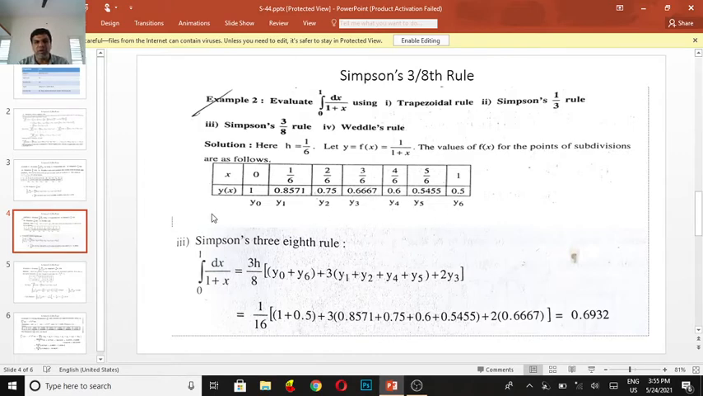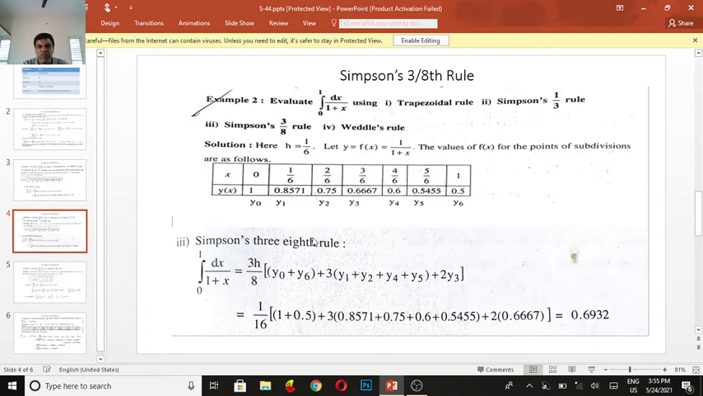So I have used the formula. What does Simpson 3 by 8th rule say? Integral from 0 to 1 of dx divided by 1 plus x is 3h divided by 8 of y0 plus y6 plus 3 times of y1 plus y2 plus y4 plus y5 plus 2 times of y3. Now substituting, h is 1 by 6. So 3 divided by 8 into 1 by 6, simplifying, we get 1 by 16 of y0 is 1 plus y6 is 0.5.